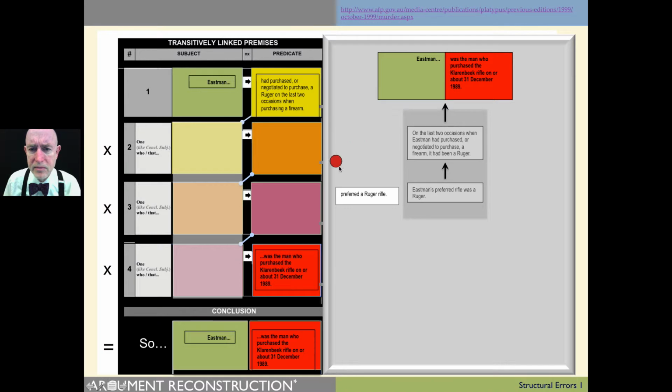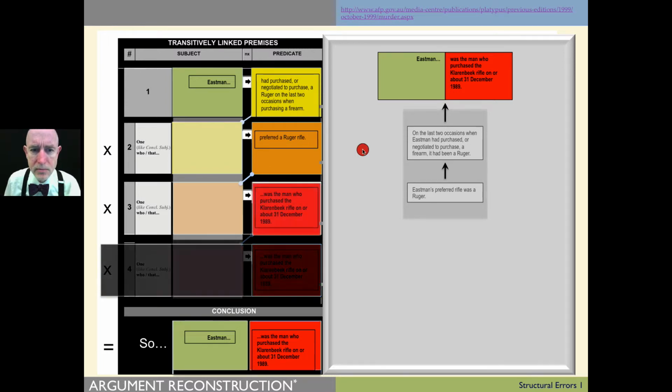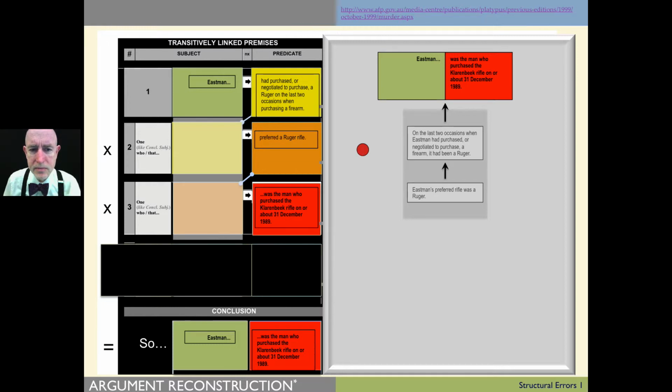Now we can take that first predicate and we place it right up here. So we can see our premise becomes Eastman had purchased or negotiated to purchase a Ruger on the last two occasions when purchasing a firearm. And then we fit the next predicate here, preferred a Ruger rifle. Now we're not going to need the extra space here in the logic bridge because we can see we're going to end up with 1, 2, 3 premises.